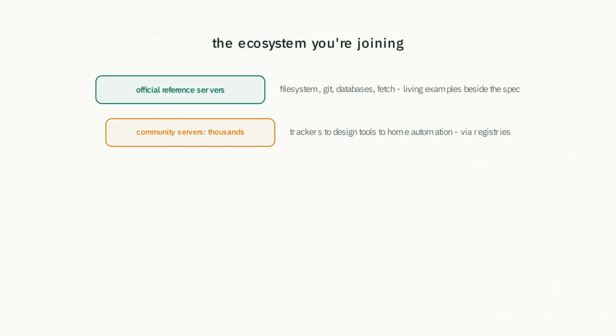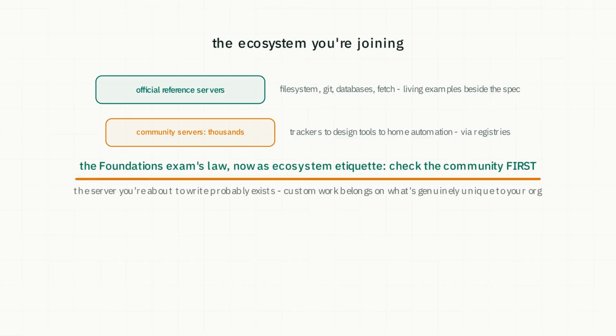And the ecosystem you're joining. Official reference servers cover the everyday systems, file system, Git, databases, web fetch, maintained alongside the spec as living examples. Community servers number in the thousands, from issue trackers to design tools to home automation, discoverable through registries, which revives a law from the Architect Foundation's exam, now as ecosystem etiquette: check the community first. The server you're about to write probably exists. Your custom work belongs on the capabilities genuinely unique to your organization. Part 2 builds custom precisely because that's the skill, but the professional's first move is always the registry search.